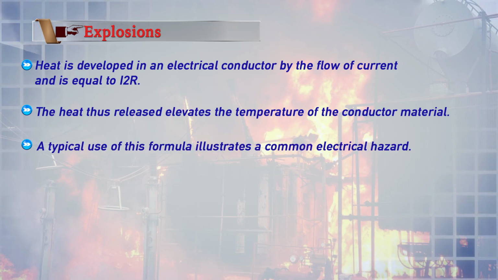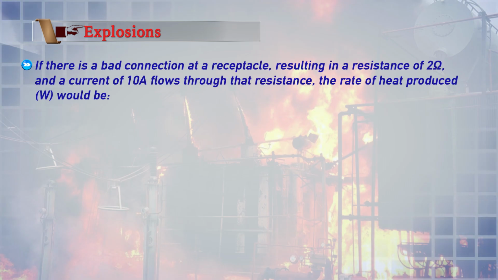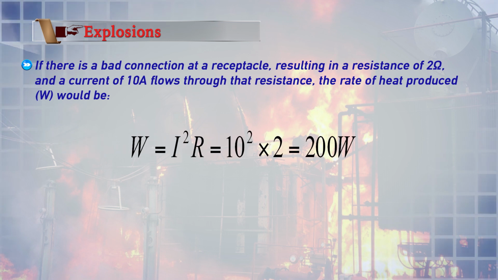A typical use of this formula explains a common electrical hazard. If there is a bad connection resulting in a resistance of 2 ohms and a current of 10 amperes flows through the resistance, the rate of heat produced can be calculated. As I already told you, heat, W, is equal to I squared R. The current here is 10 amperes, so the square of 10 is 100, and the resistance is 2 ohms. So 100 multiplied by 2 comes to 200 watts. So the heat produced is equal to 200 watts.